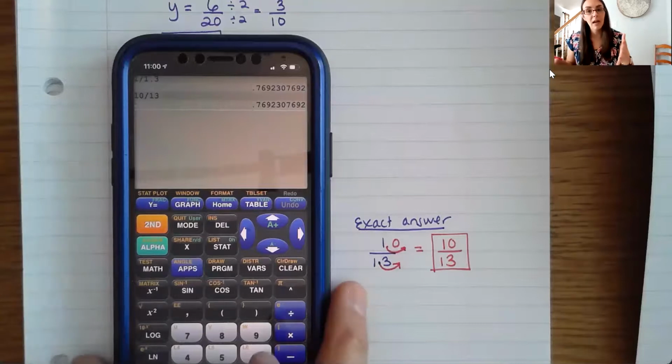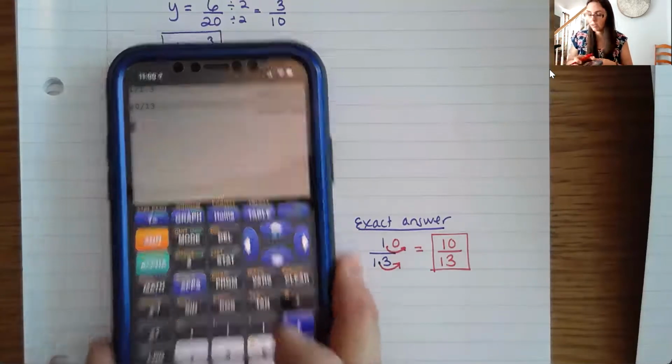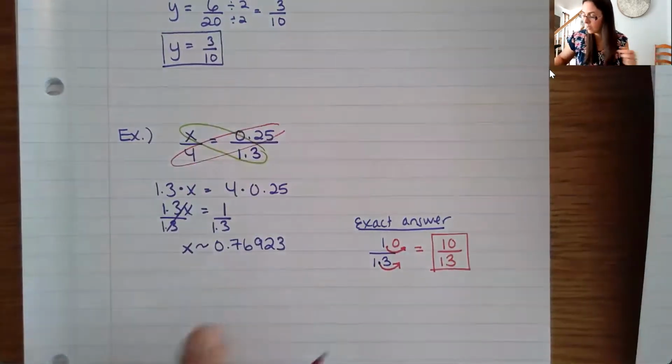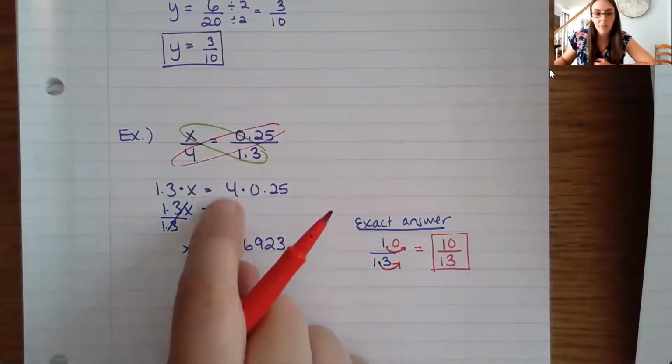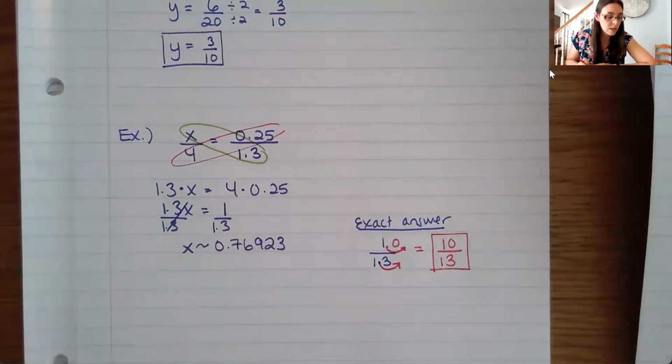So just make sure you read carefully for those questions and see how your final answer should be inputted. If you just need an approximation, then we can use our calculator. But if not, go back to that fraction form and clear out those decimals. And then that will be fine.